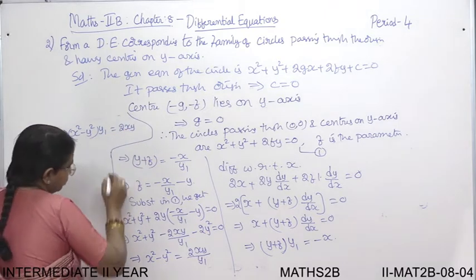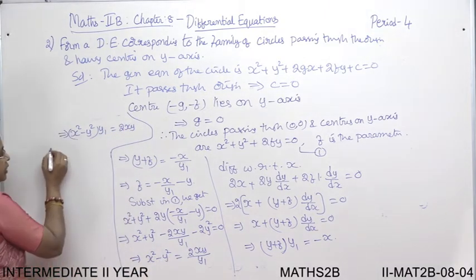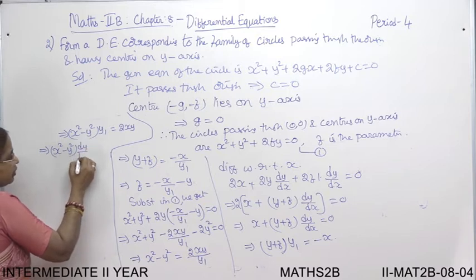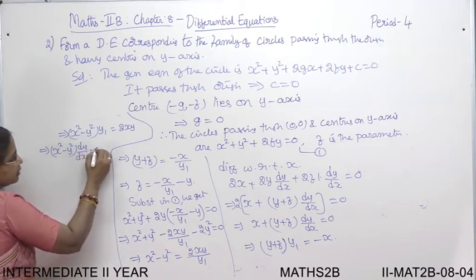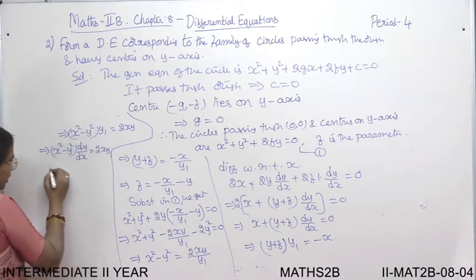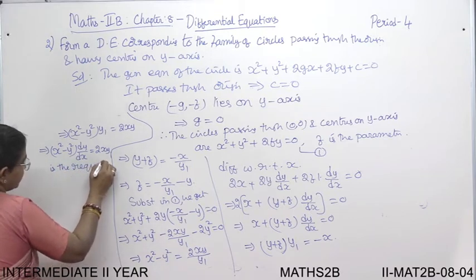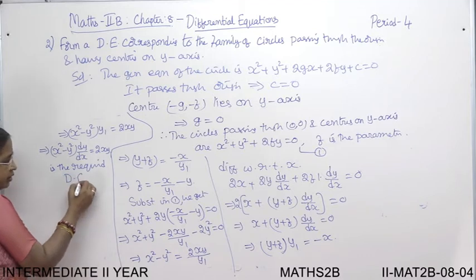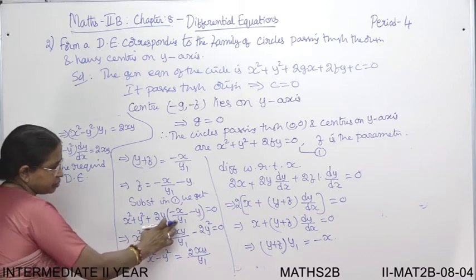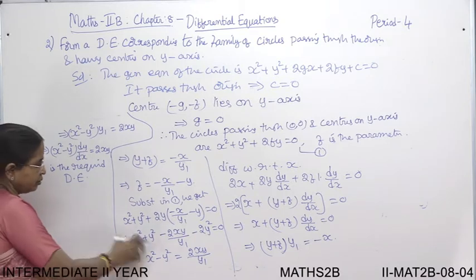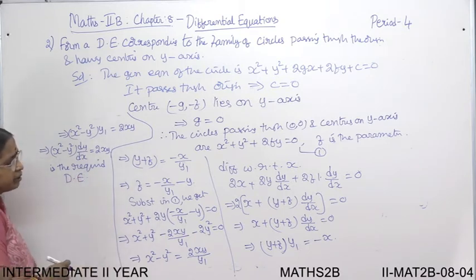So this y1 should not be in the denominator. It should be written as a polynomial equation in the derivatives. So (x square minus y square) into dy by dx is equal to 2xy, which is the required differential equation. This y1 should not be there in the denominator; it should come to the numerator. So cross multiplying and simplifying, you'll get it like this.